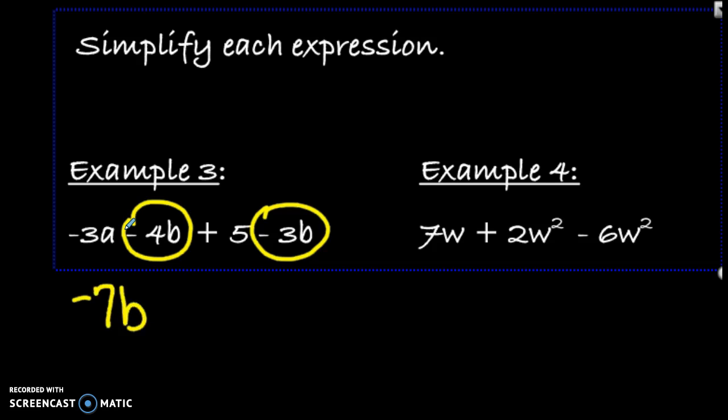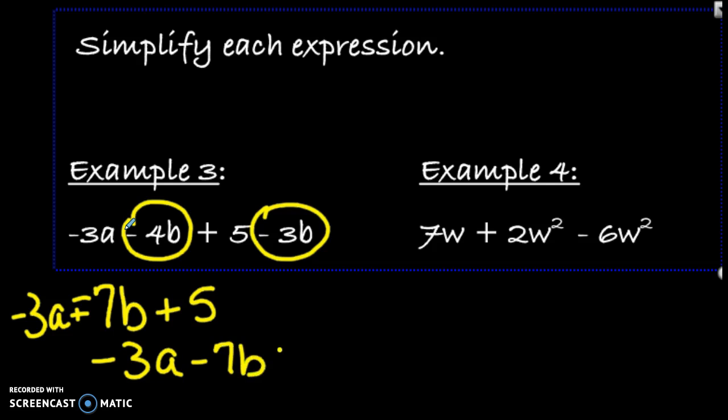Nothing else has a like term. Now traditionally we go alphabetically, so I'd probably write this as negative 3a plus negative 7b plus 5, or even better, negative 3a minus 7b plus 5.